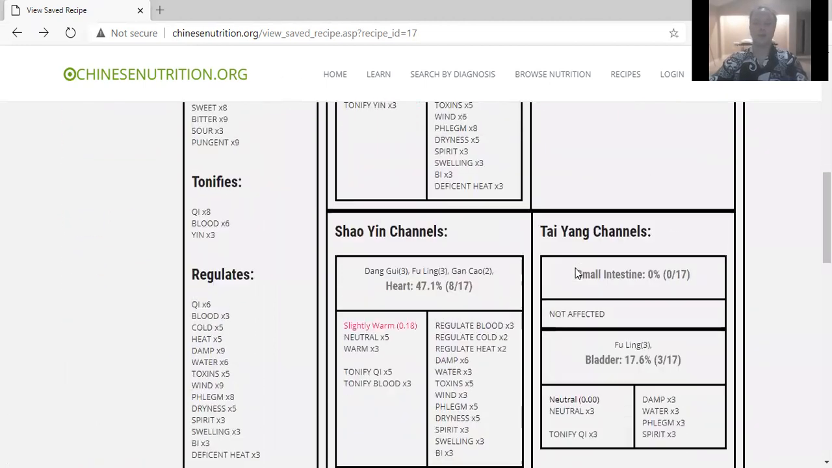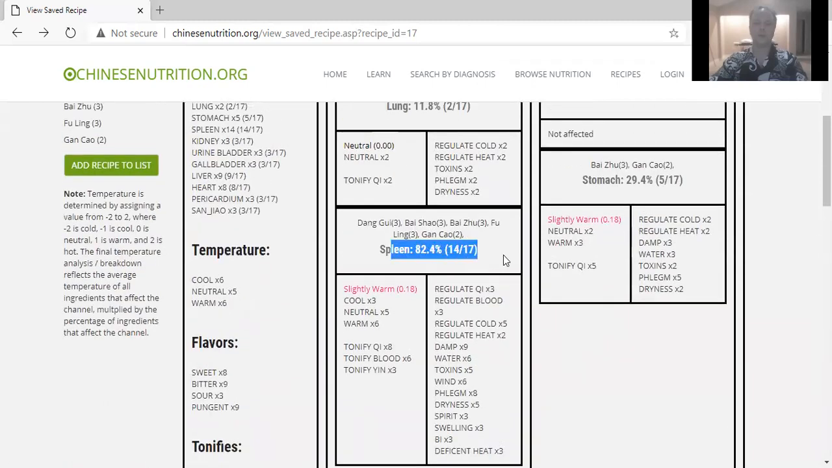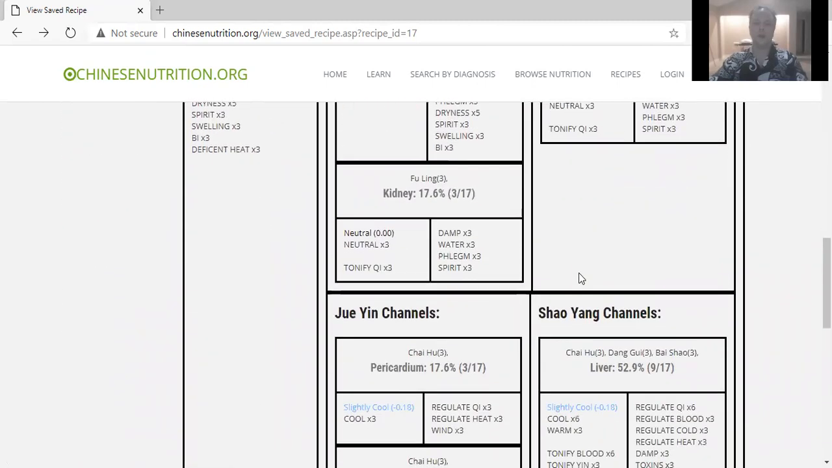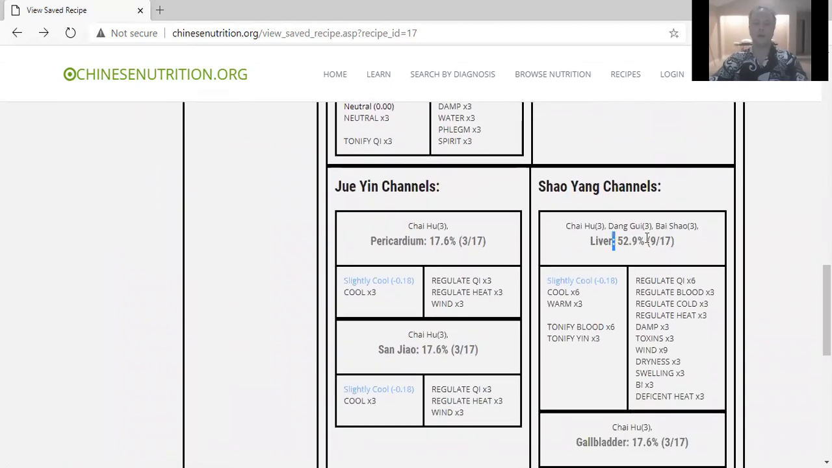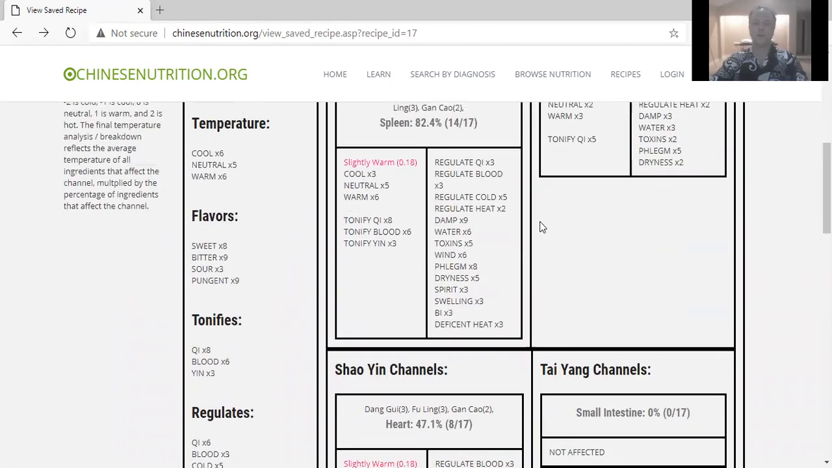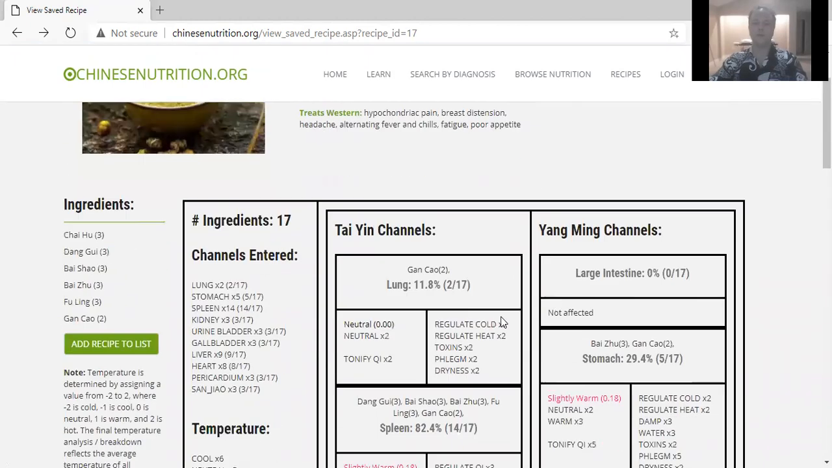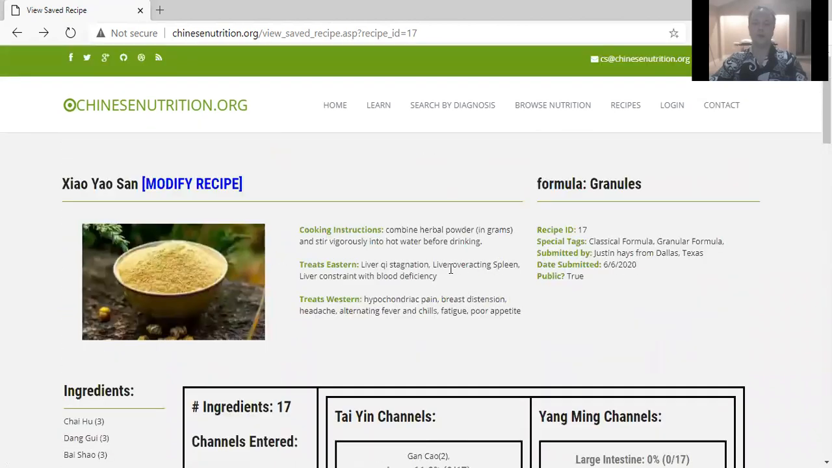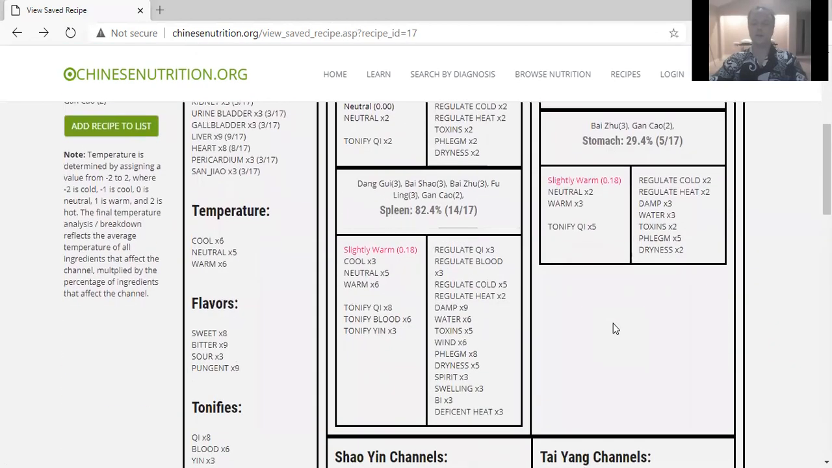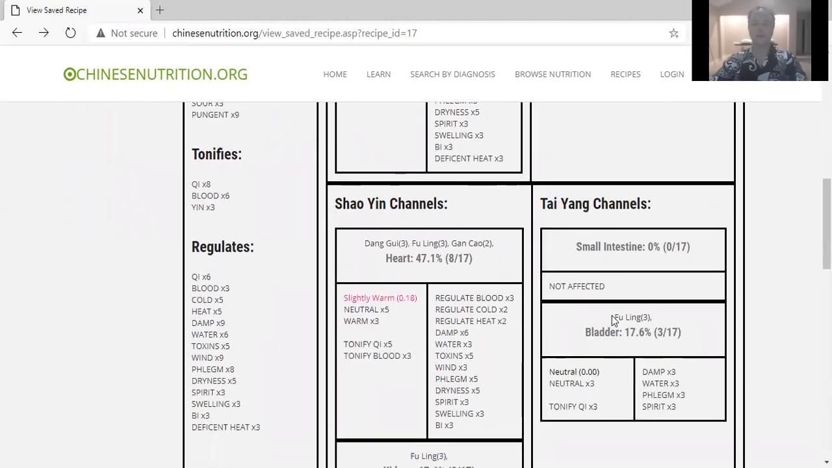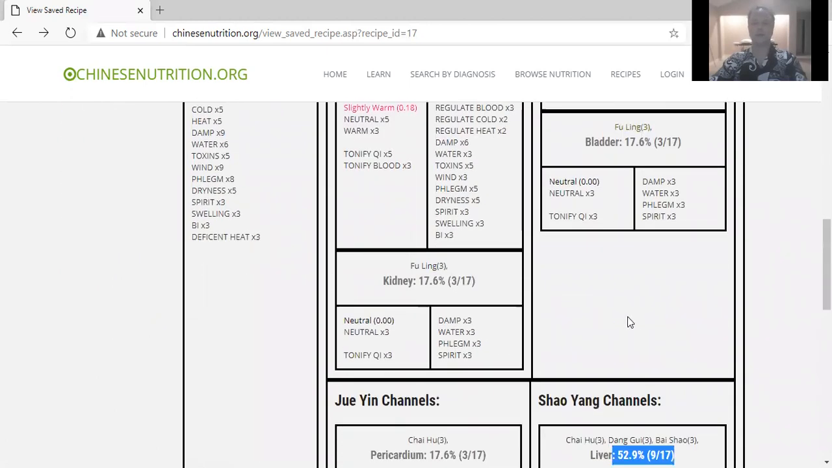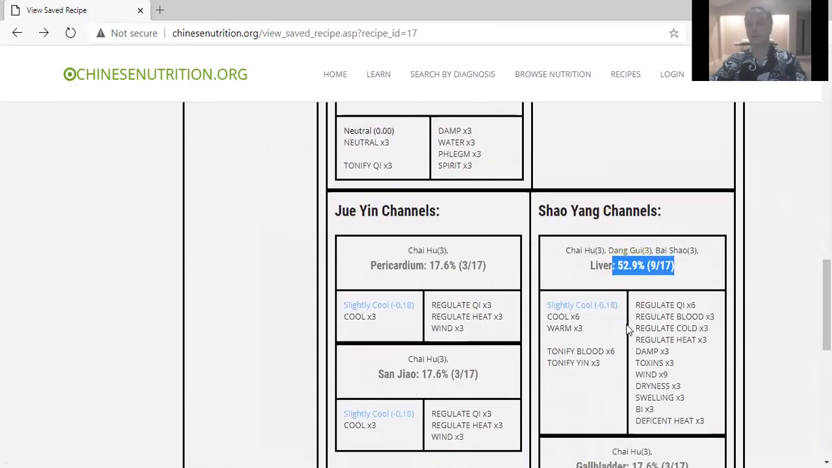But the big players with this formula are going to be spleen, 82.4%, and the liver, 52.9%. Now, remember, we talked about earlier that this formula is great for liver overacting on spleen, right? So primarily, this formula tonifies the spleen and relaxes the liver. In layman's terms, it gets the liver off of the spleen's back so that the liver is no longer harassing the spleen. Spleen being also in charge of your sugar metabolism and your pancreas. So this is going to help you to have better digestion.